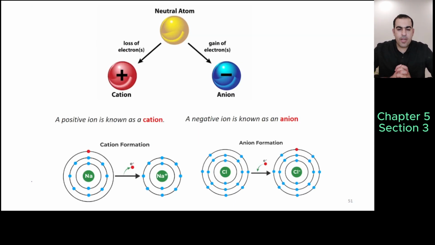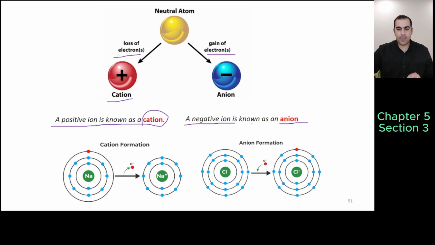Neutral atom means the number of protons and electrons are the same and it does not have a charge. Okay, whenever a neutral atom loses or gains an electron, it is going to be an ion. When it loses an electron, it is going to be a positively charged ion. A positive ion is known as a cation. A cation is an atom that has lost an electron. But when a neutral atom gains an electron, it is going to be a negative ion. A negative ion is known as an anion. Okay?